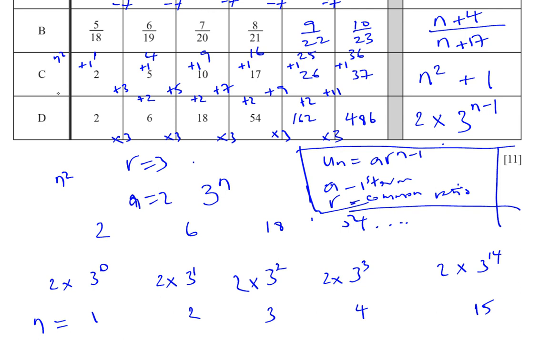So if you want to write the formula in this way, you're going to have 2 times 3 to the power of n minus 1. And you can check if this works. For example, let's say the third term has to be 18. So for n equals 3, you have 2 times 3 to the power of 2, 2 times 9, which is 18. So we see that we're correct. So here we have the answers to our question.